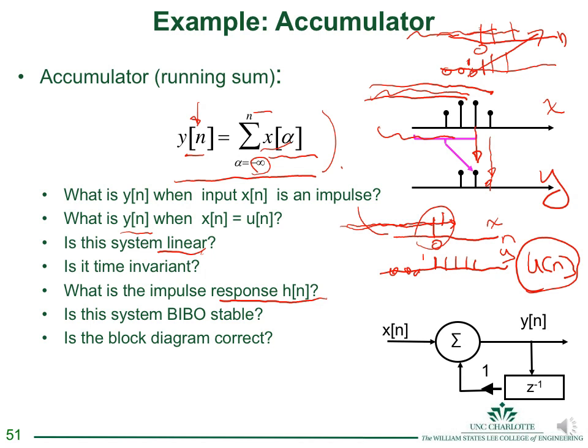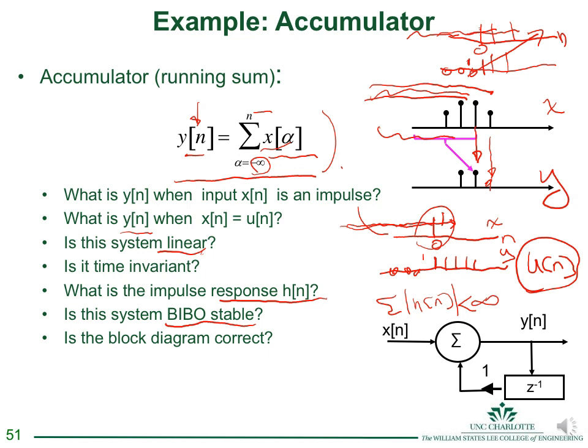Is this system BIBO stable? The answer to that, we could see several ways. Most straightforward in this case with what we have is, remember, the sum of the magnitude of h of n, the impulse response, must be bounded. And of course it isn't, because the sum of the unit step would be infinite. And so the answer to this is no.